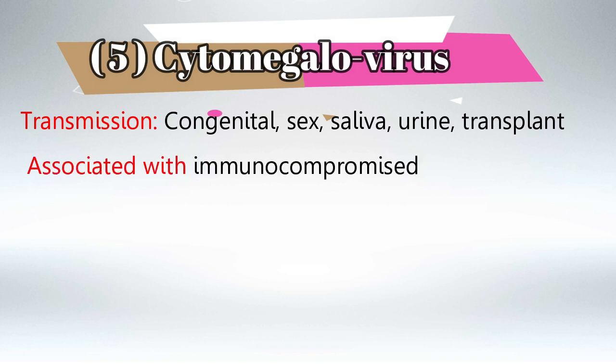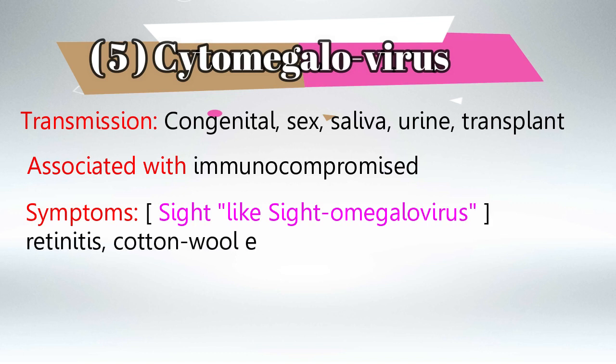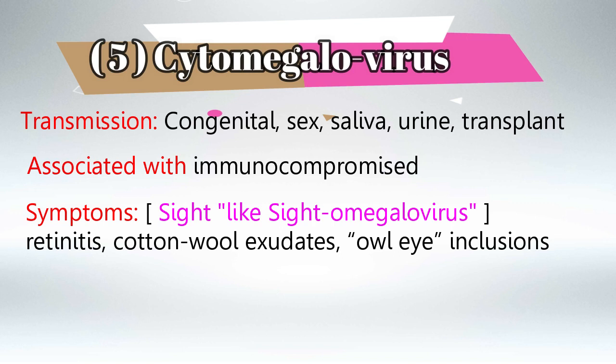Cytomegalovirus loves immunocompromised patients. To remember the symptoms, I remember that cytomegalovirus is associated with sight, so vision, so it causes retinitis with cotton wool exudate in the retina, and causes owl eye inclusions in certain cells. So all symptoms are associated with eyes, which are for sight. Cytomegalovirus has a negative monospot test.